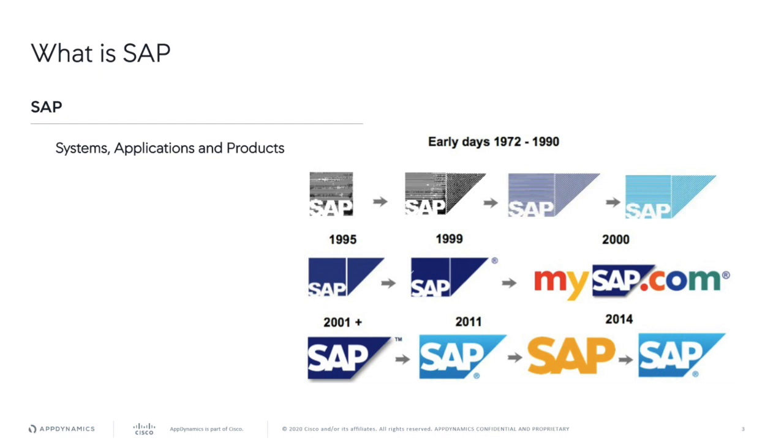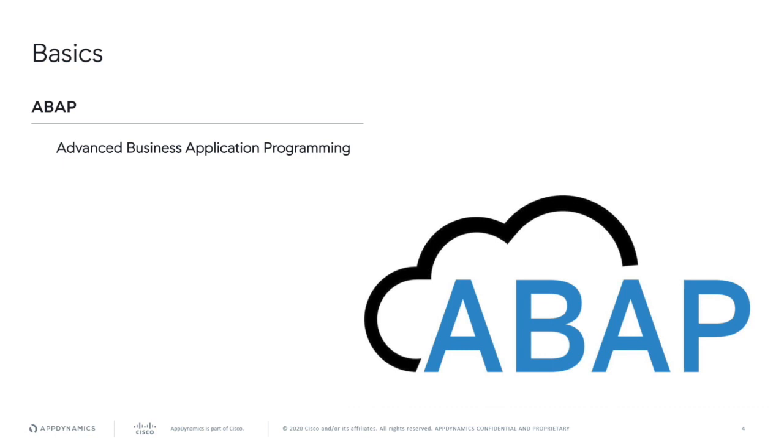SAP also has its own proprietary programming language called ABAP. It stands for Advanced Business Application Programming, and this is what the traditional systems, those ERP systems and others, run. This is also how our agent is programmed as well. So this is why we get such deep insights. We are the only APM solution that does it this way.